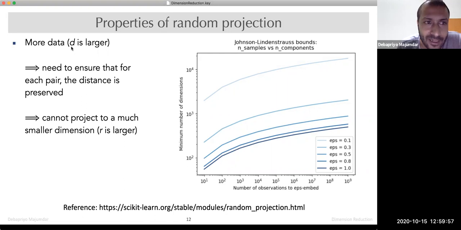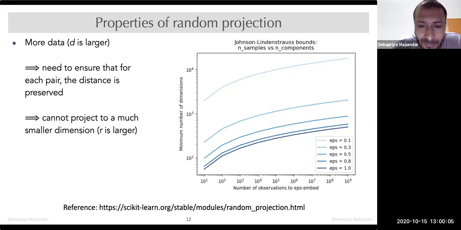So what is it actually? The more data, that means d is larger. That means you need to ensure that for each pair, the distances are preserved, right? So obviously for each of the d square pairwise distances, that has to be preserved, which means we need a stronger condition. Intuitively, we see that we cannot project to a much smaller dimension. Also, it will be clear from the formulas.